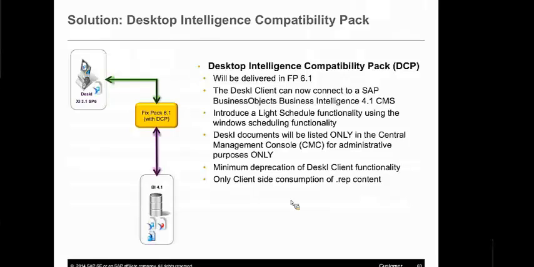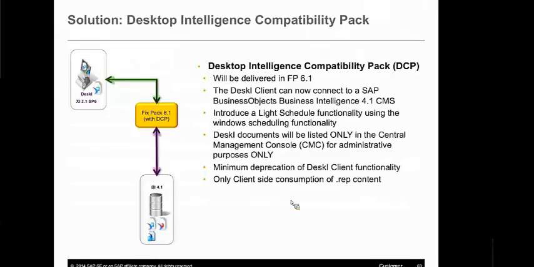So after you've upgraded your BI 4.1 environment and upgraded all your Desktop Intelligence documents into BI 4.1, you will be able to connect your DESKI client and extract the documents from the BI 4.1 system. The documents that are stored in BI 4.1 from Desktop Intelligence can only be seen via the Central Management Console or through a DCP-enabled DESKI client.